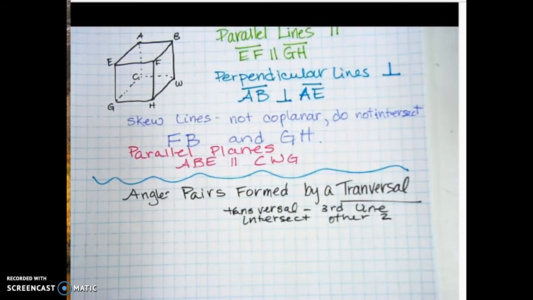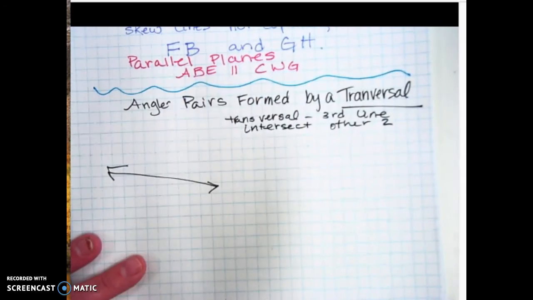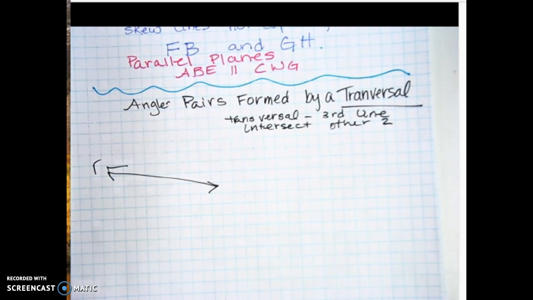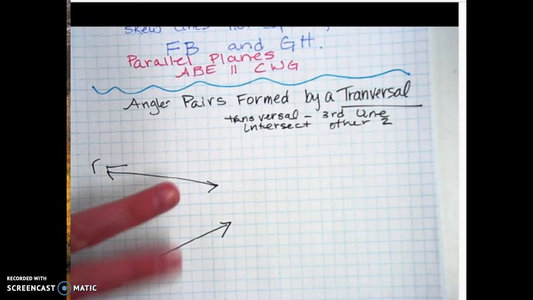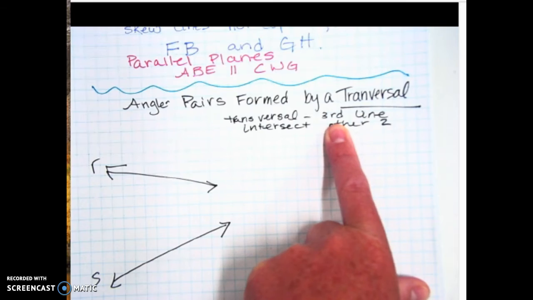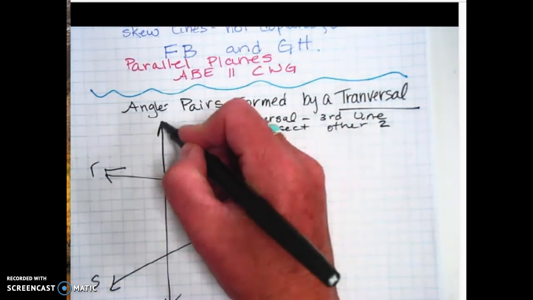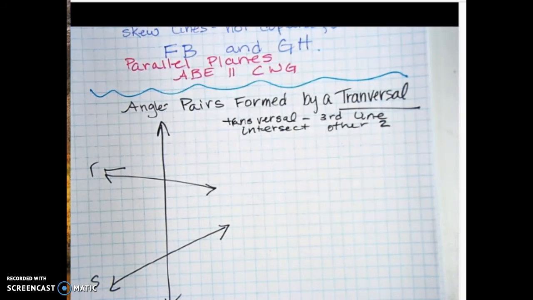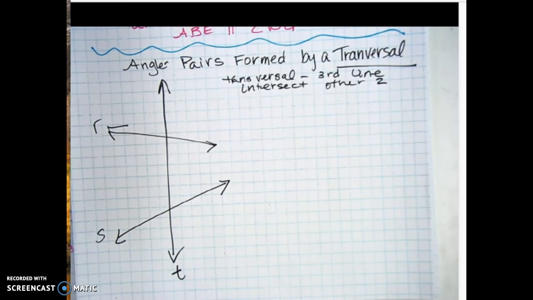So you have two random lines. We're going to draw a line going this way. We'll call that line R, and then we'll just have a random line going this way. We'll call it S. So we've got two lines. We're going to have a third line called a transversal. That's our transversal. We'll call it line T. It doesn't always have to be T, but since it's the transversal, that's often a good thing to call it.